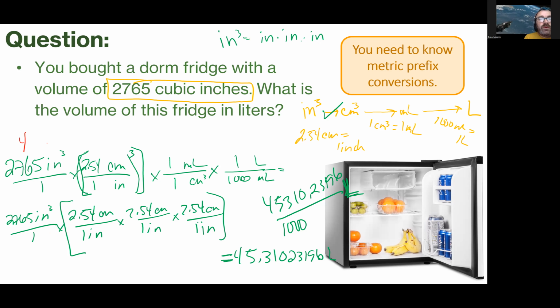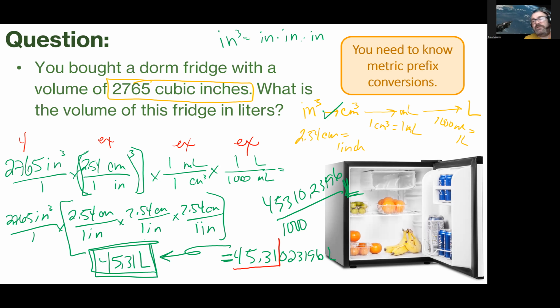All right, significant figure time. This is 4, this is exact, this is exact, and this is exact. So 4, 1, 2, 3, 4. There we go. So this is really going to round us to 45.31 liters. And there's our answer.